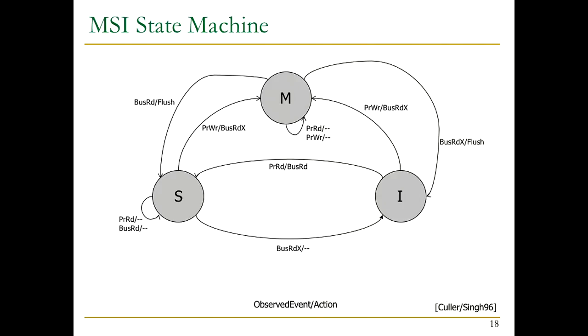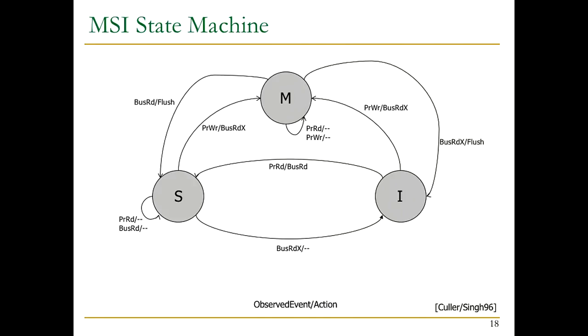Let's take a look over here. For example, if you want to go from shared to modified state, if this block is in shared state and the processor wants to write to it, the cache sends a bus read exclusive on the bus. And everybody else, when they get the bus read exclusive, for example, if somebody is in modified state, they go into invalid state and they flush the data. Meaning they move the data to memory, for example, right? Or you could do a cache-to-cache transfer at that point.